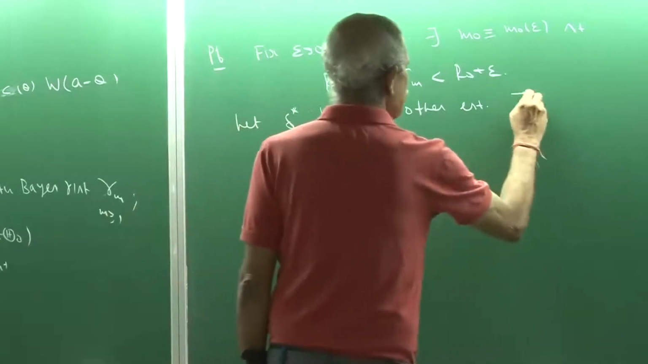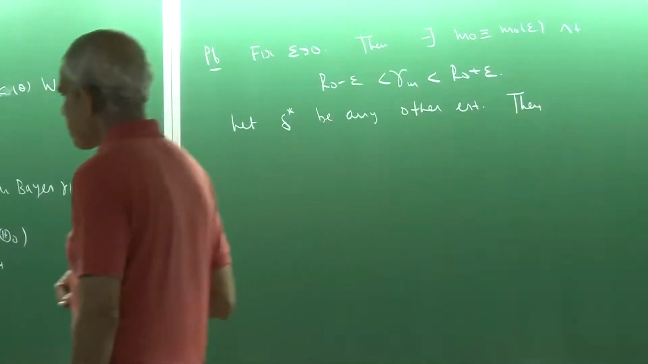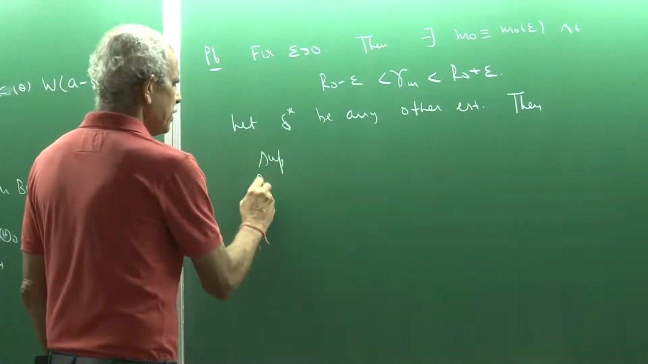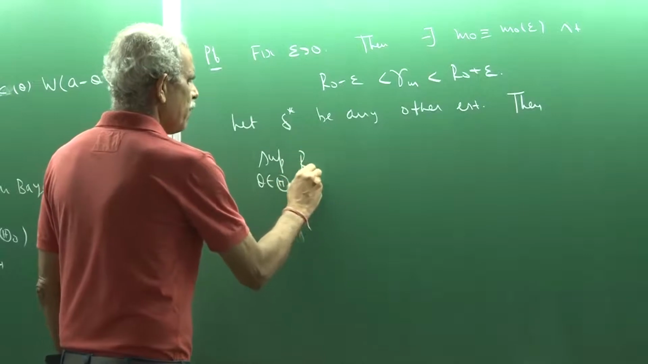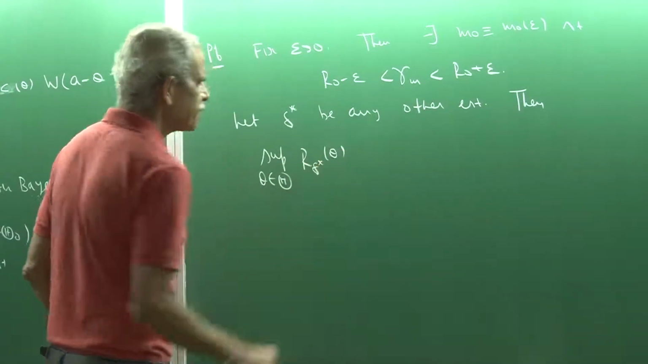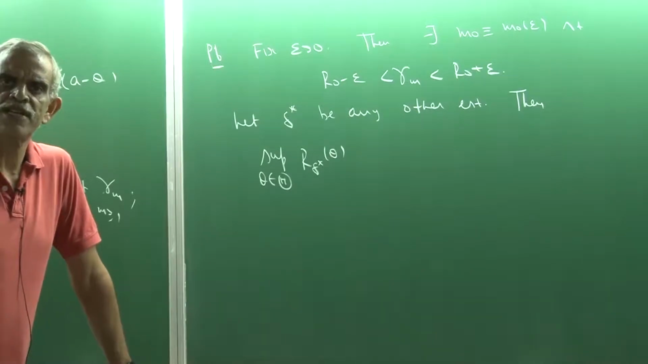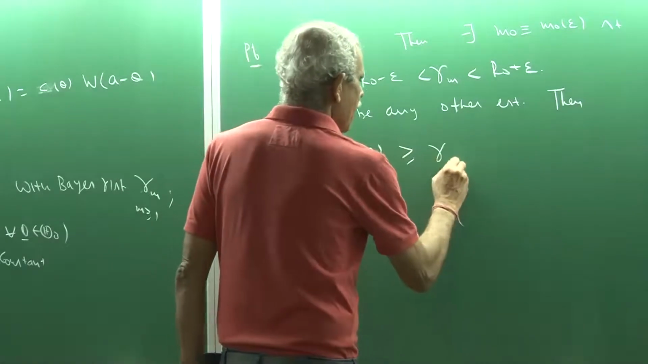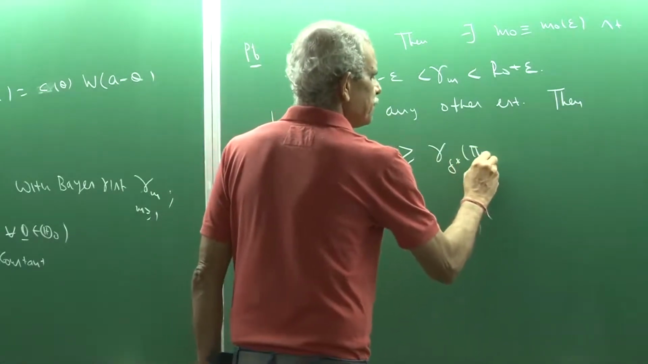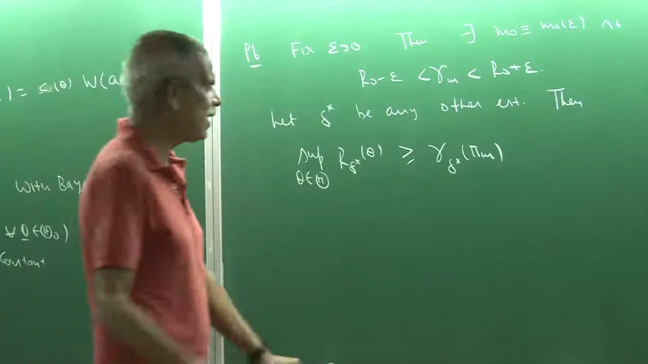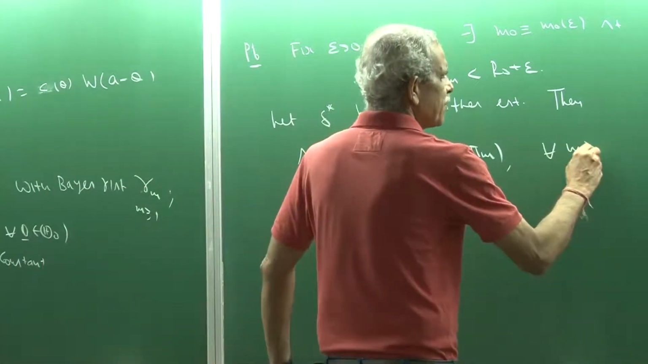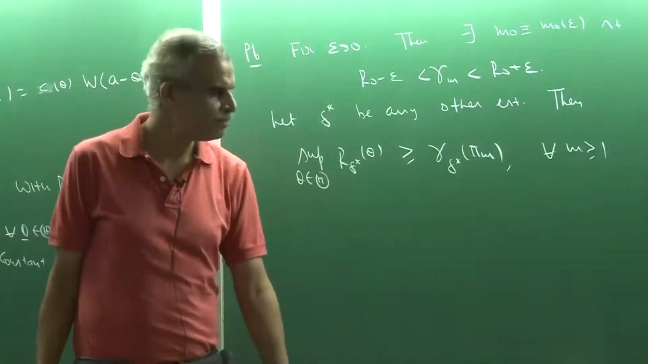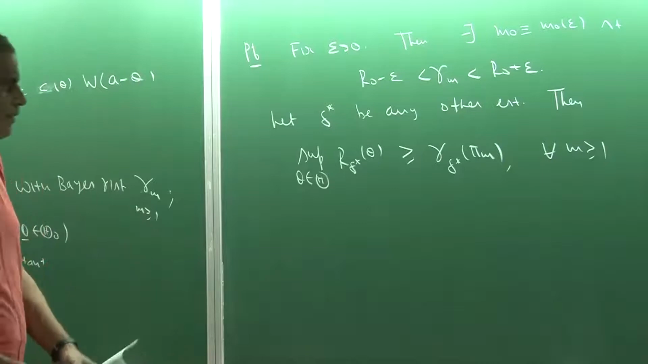I have to compare the supremum risk of delta star with the supremum risk of delta naught. So the supremum over theta belonging to Theta of R delta star theta is always bigger than or equal to the average, so this would always be greater than or equal to R delta star of pi m for any pi m, because you can take the average with respect to any prior. So the supremum is always greater than or equal to the average with respect to any prior pi m.